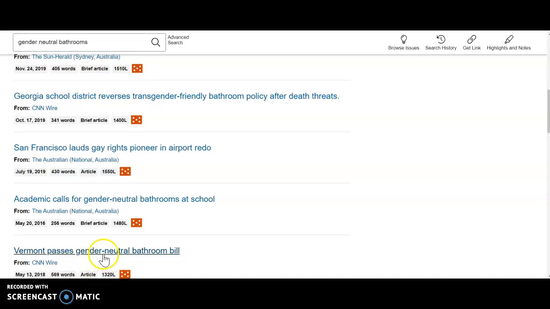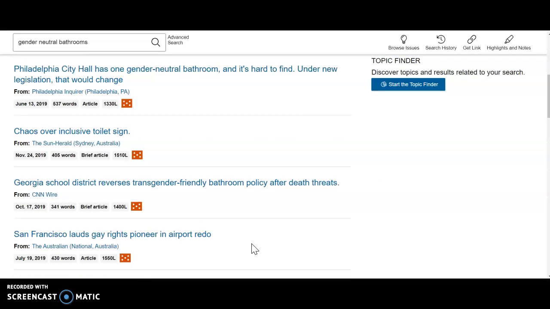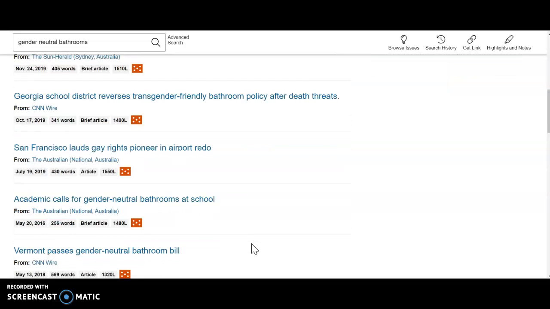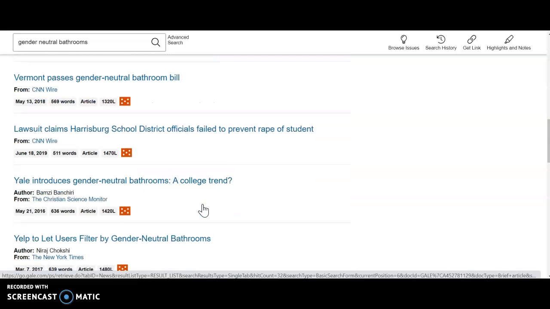You can see that some of these articles are about parents upset about trans-neutral bathrooms in the middle school and chaos over an inclusive toilet sign. These news articles obviously will support people who are against this topic. Vermont passes a gender-neutral bathroom bill, and Yale introduces gender-neutral bathrooms, a college trend, obviously are people who will support the topic.